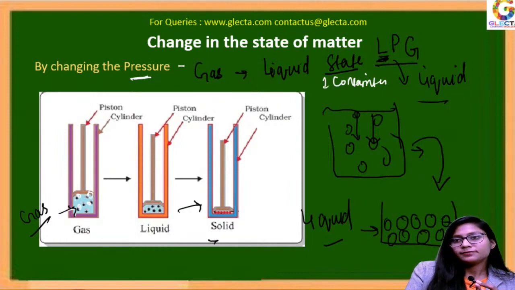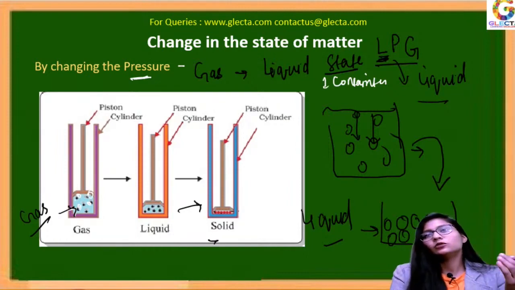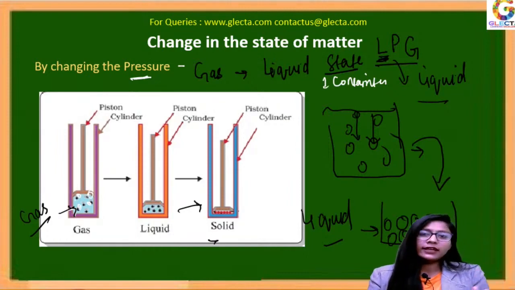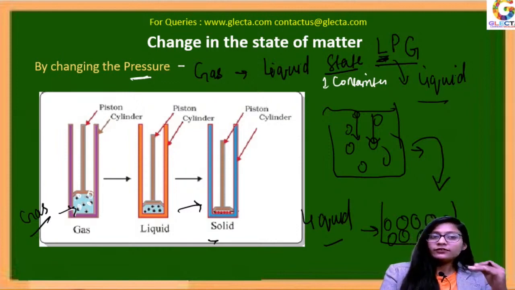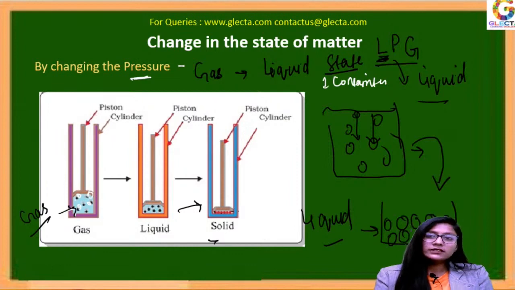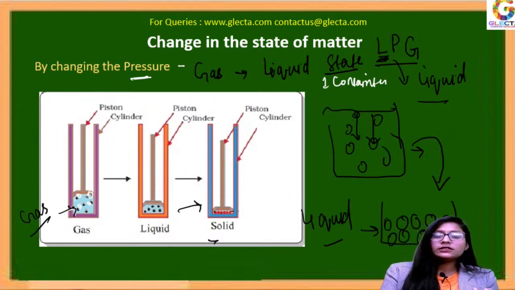These are two ways. Don't think that we can convert the state of matter only with the help of raising the temperature or reducing the temperature. We can even convert the state of matter by using pressure.